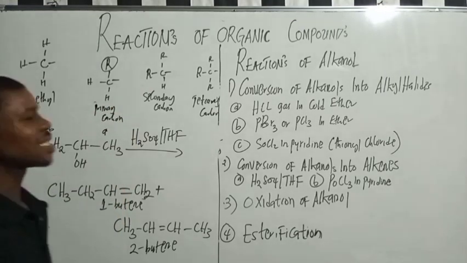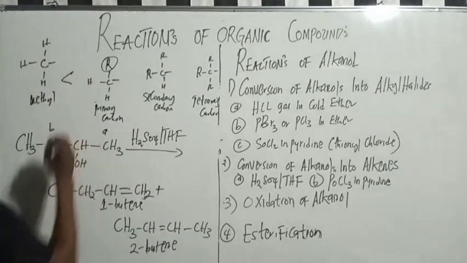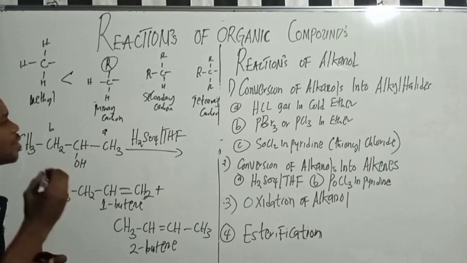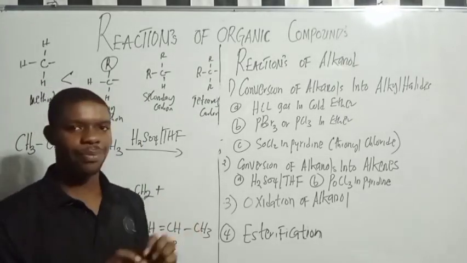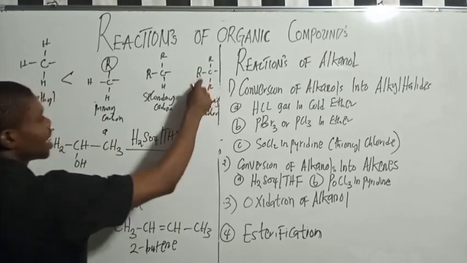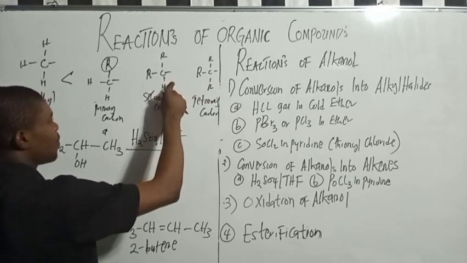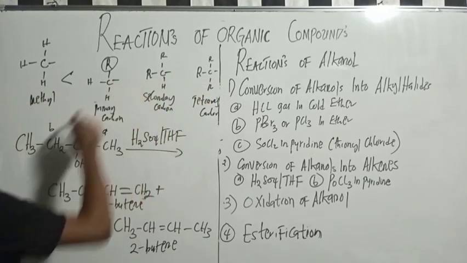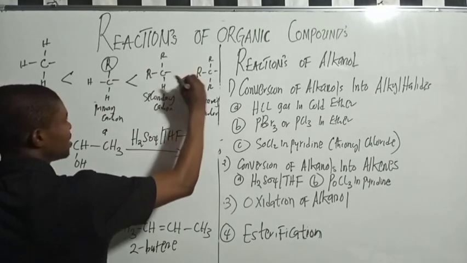Now, because of the stability of the alkyl group, this one is less stable. It's okay. The more alkyl groups, the more stable it becomes. Do you get that? So tertiary carbon is more stable than secondary carbon, and secondary carbon is more stable than primary carbon. Primary is less stable than this, and this is less stable than this here.